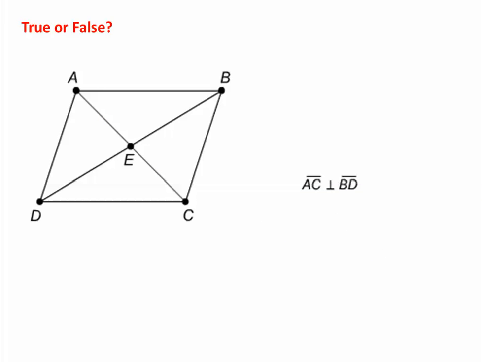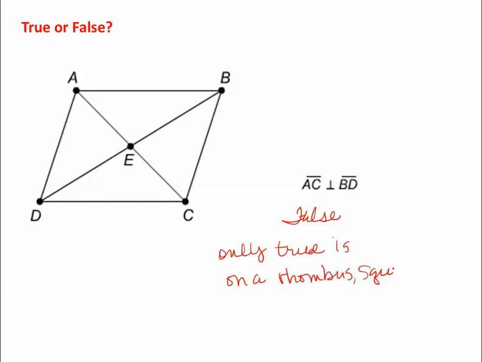Okay, is AC perpendicular to BD? That's going to be false, because as far as we know, we're dealing with the basic parallelogram. The only time it is true is on a rhombus, a square, and a kite.